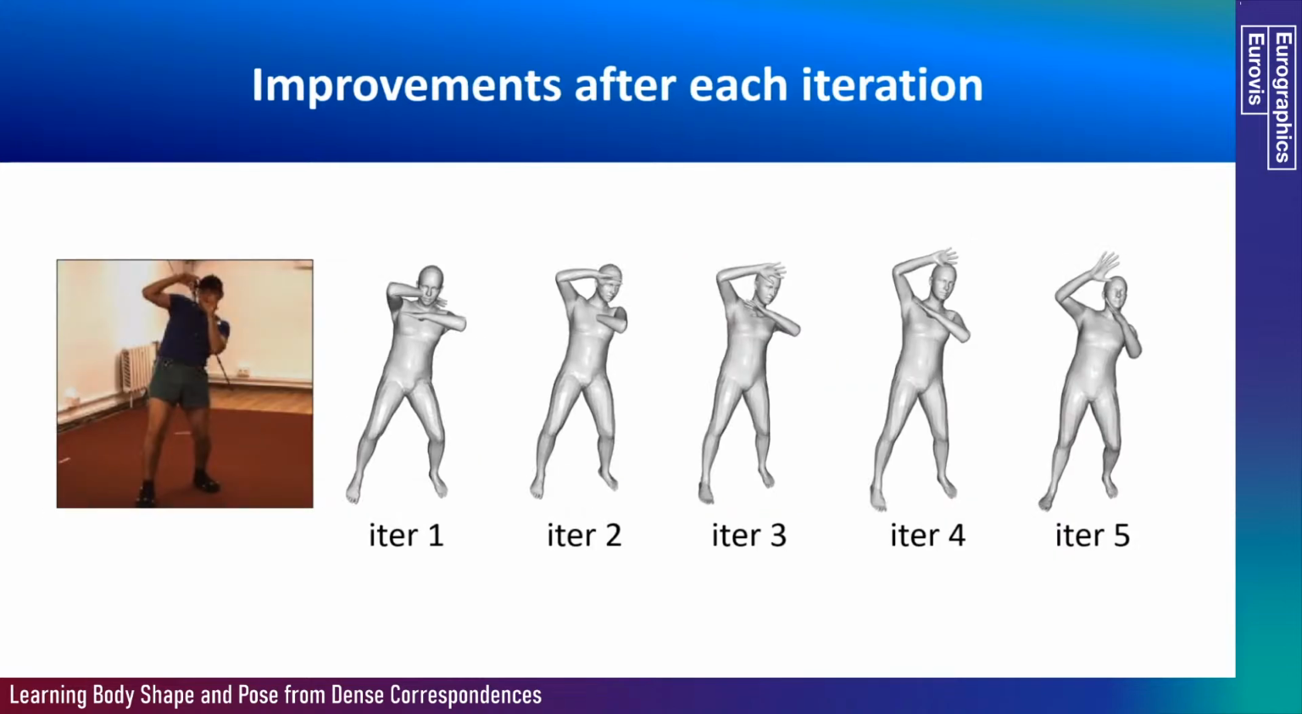This shows an example of body shape and pose estimation results, which shows improvements after each iteration. As we can see, the pose gradually gets closer to the image.